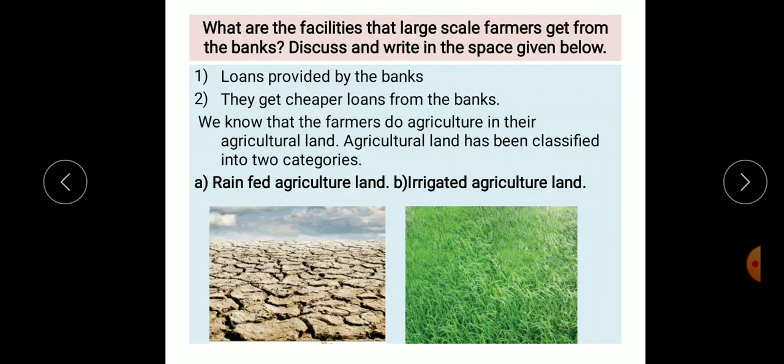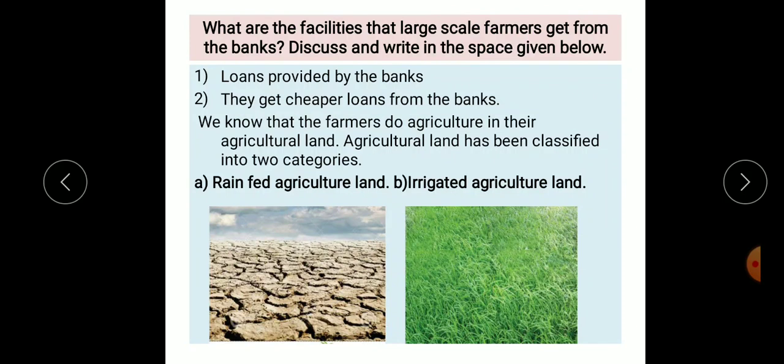What are the facilities that large scale farmers get from the banks? Discuss and write in the space given below. First one, loan provided by the banks. They get cheaper loans from the banks.